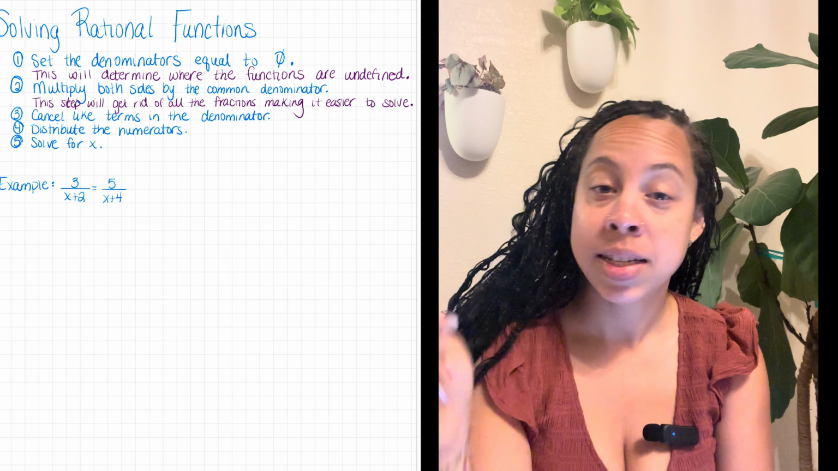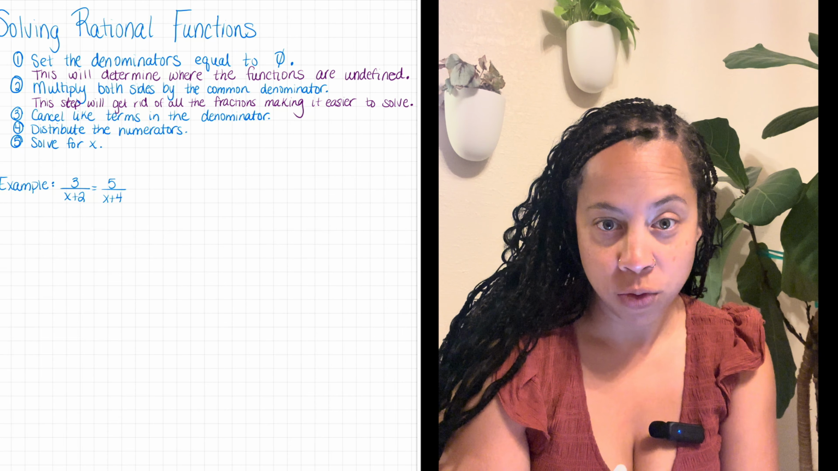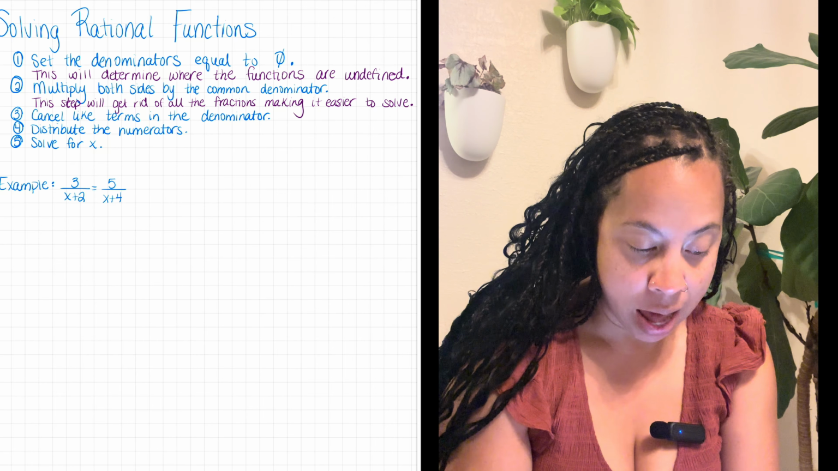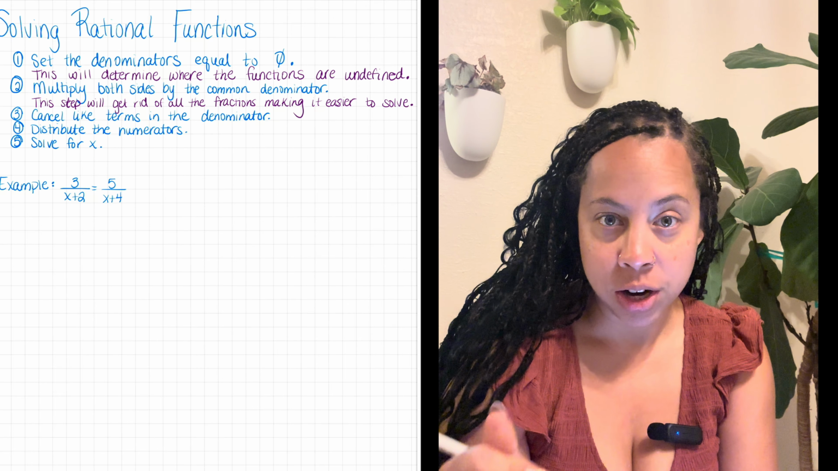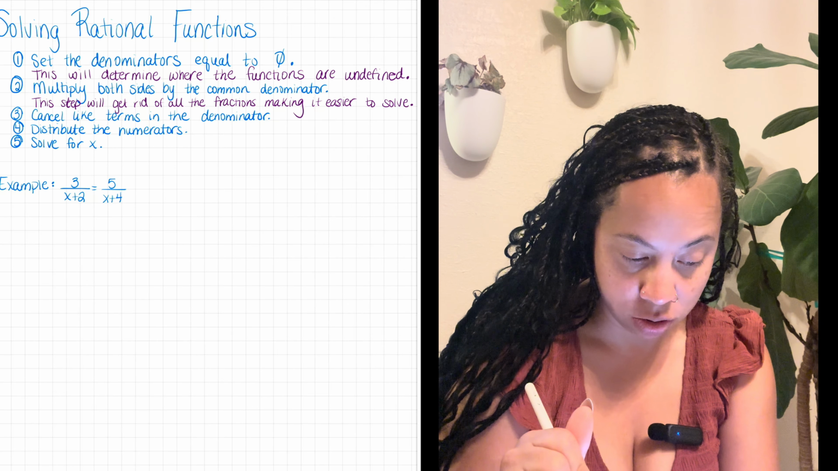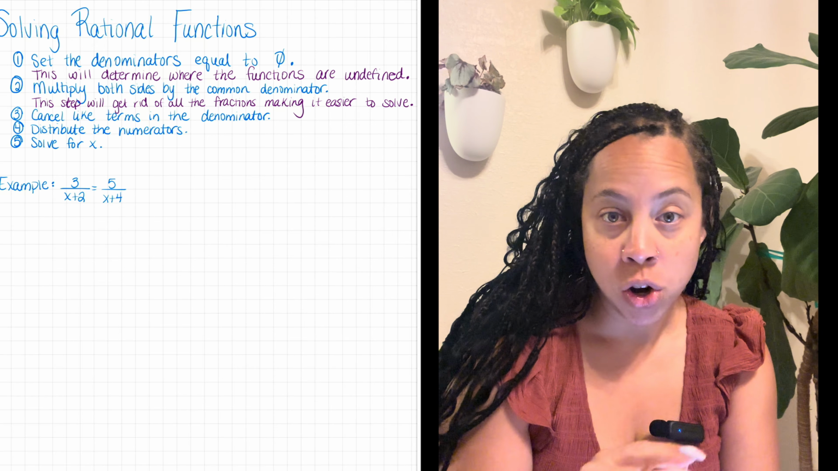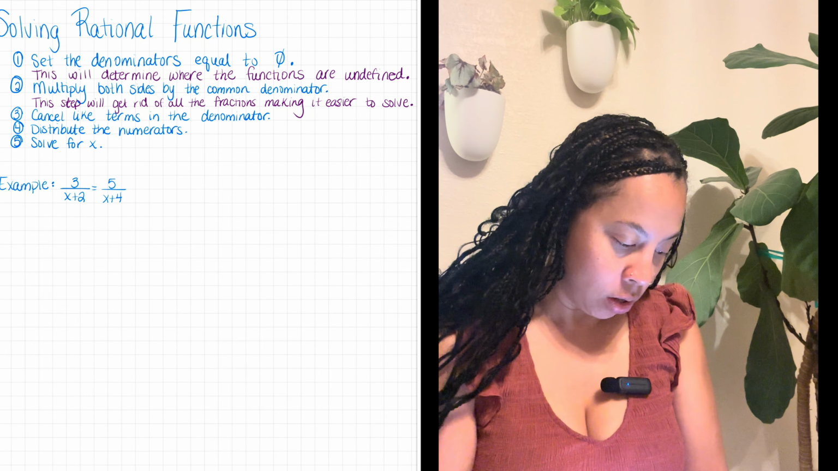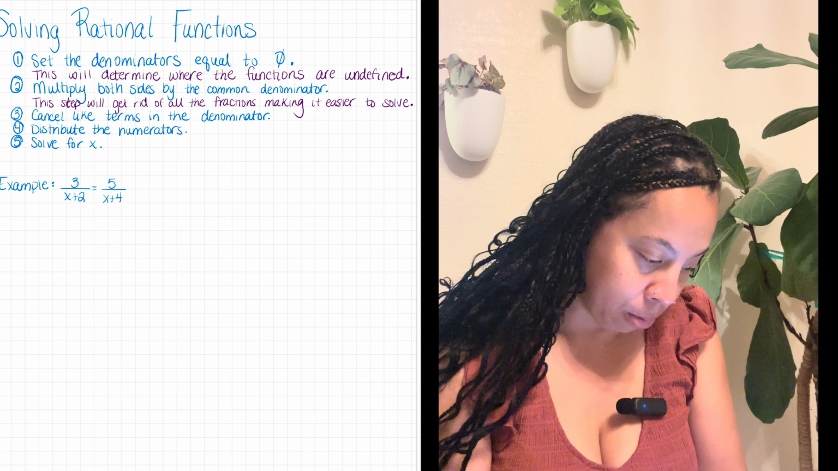Then you're going to multiply both sides by your common denominator. And this step is going to make it so you don't have any more fractions, which makes solving a lot easier. And then after you do that, you're going to cancel all the like terms in the denominator. You're going to distribute your numerators, and then you're going to solve for x. So let's go ahead and take a look at this first example.